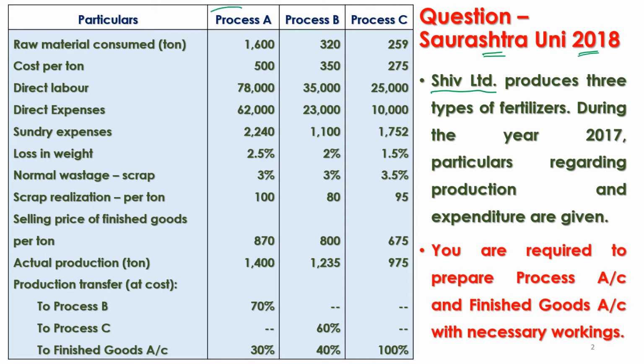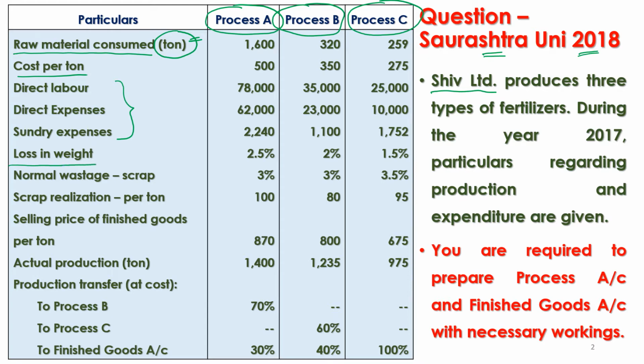Here as per information we can see that there are total three processes, process A, B and C. Let us see the details given. So first of all, raw material consumed is available. Here friends, information of raw material is available in ton. After that, cost per ton is given. Then expense, that includes direct labor, direct expense and sundry expenses.